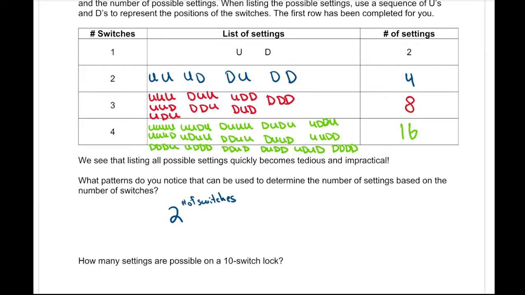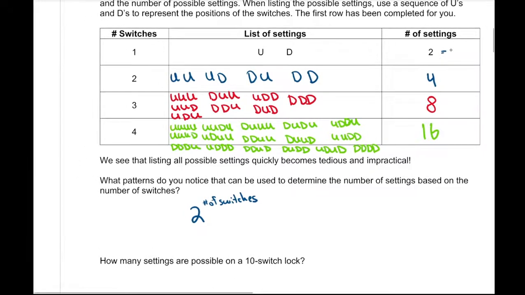If we look at the first example, 2 to the power of 1 equals 2. 2 to the power of 2 equals 4. 2 to the power of 3 is 8. 2 to the power of 4 is 16. So basically what it's saying is, for every switch I have two options, and I multiply by 2 every time for the number of switches.